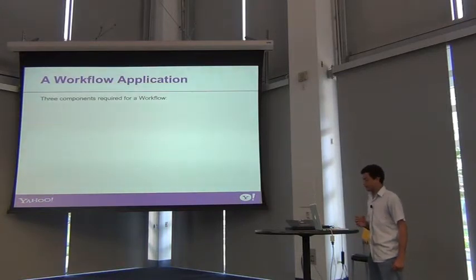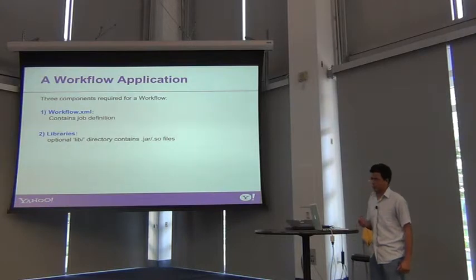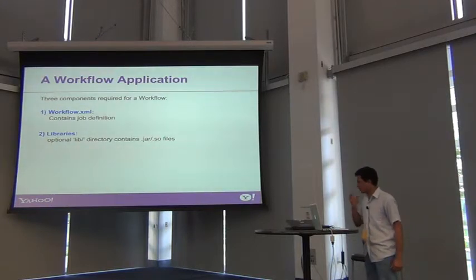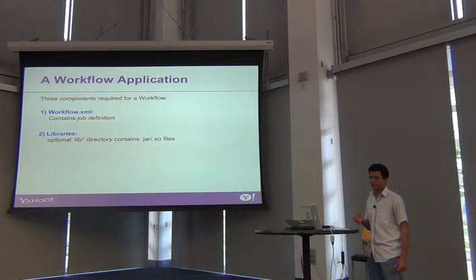For a workflow application, we require three components. First is the workflow XML, which I already showed in the last slide. Second is libraries. This is optional. So it's basically if you want to push any jar files or SO files along with your application, which the application requires, then you can have a lib directory.